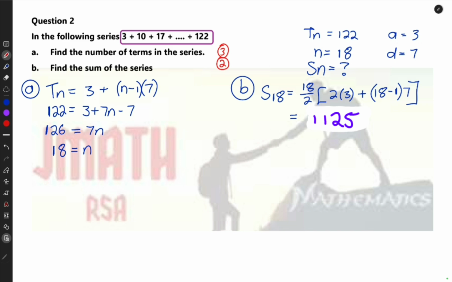There we go, let's mark. So question A, I would give 3 marks because you figured out that you needed to do the Tn formula and place the 122 in there. So you'll get a mark on both sides of that equation, and then for 18. Find the sum of the series, just for subbing in and getting the answer. You would get the other mark.